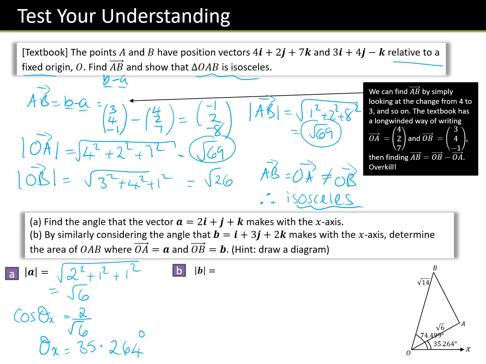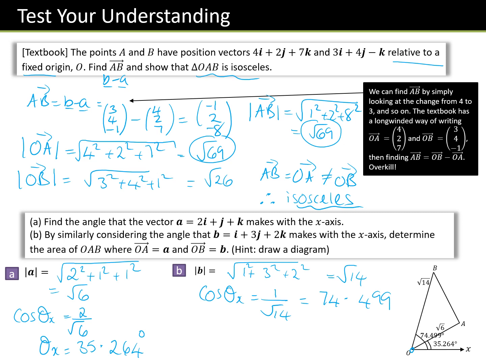Okay, part B, by similarly considering the angle that B makes with the x-axis, determine the area of OAB. So again, we've got to do the magnitude with B, which is 1 squared plus 3 squared plus 2 squared. So that's going to be root 14. Find the angle that it makes with the x-axis. So cos of that angle will be 1 divided by root 14, which is 74.499.